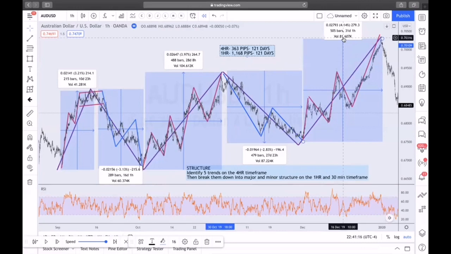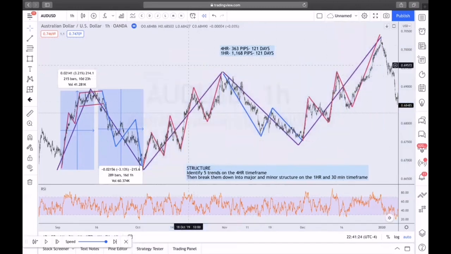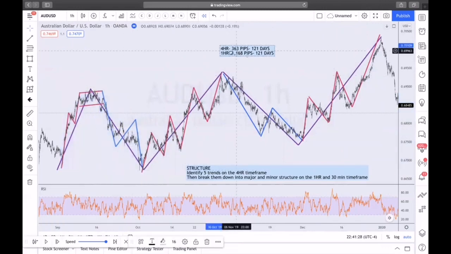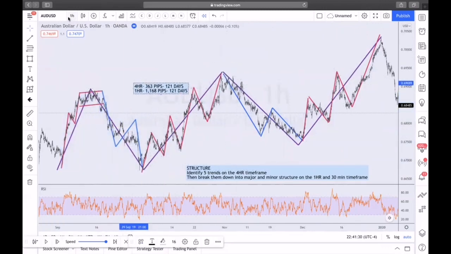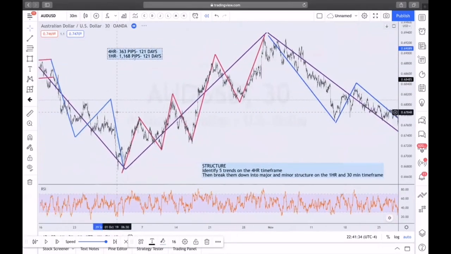But again, you have to be able to read the market, which is why this assignment is so important. So now I'm going to take off this 1 hour structure, and now we're going to break down 30-minute structure. We're going to use the exact same concept, and I'm not going to do all of the 30-minute trends, but I'm going to do this one in the middle.